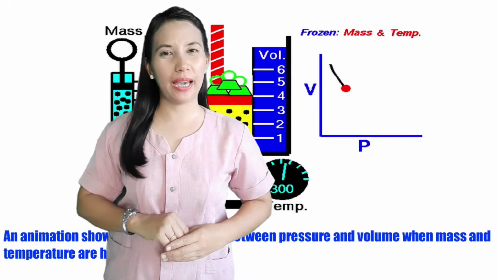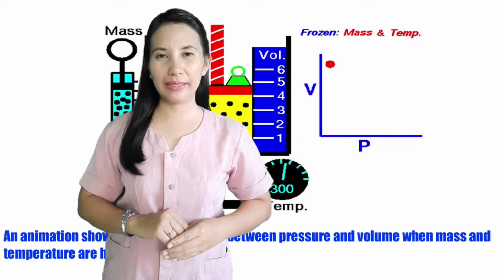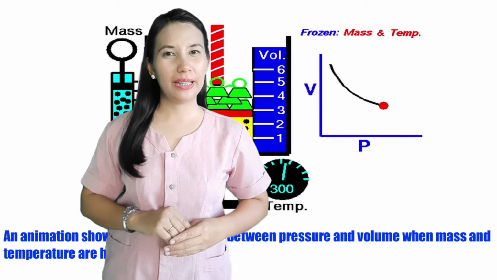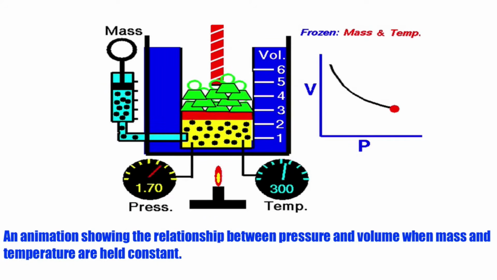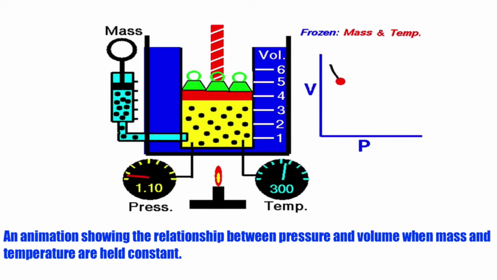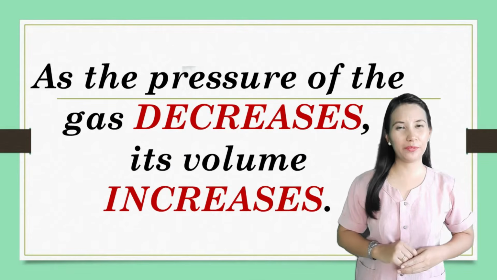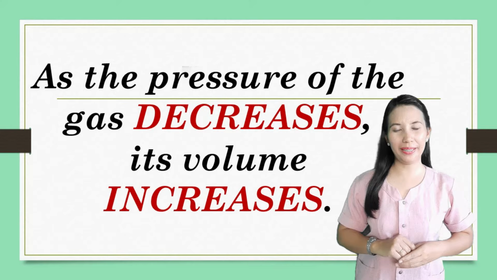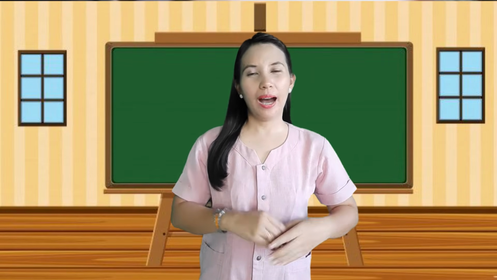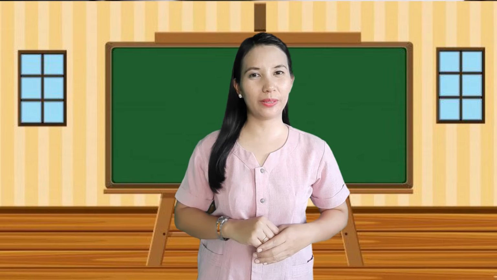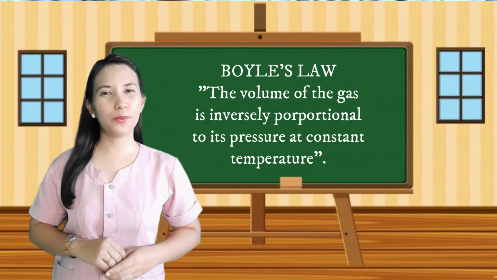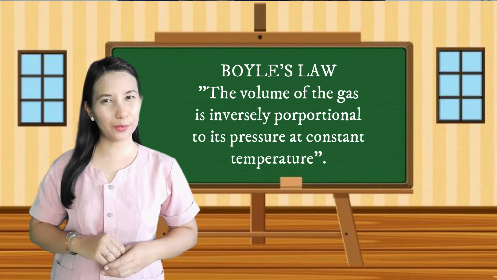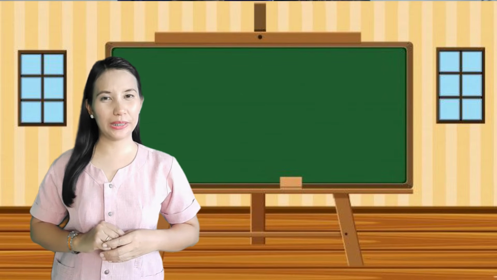You can also see from the animation of the graph on the right that the lower the value of the pressure, the higher the value of the volume. Thus, as the pressure of the gas decreases, its volume increases. So, how are the volume and pressure of the gas related to one another? Boyle's law states that the volume of the gas is inversely proportional to its pressure at constant temperature.